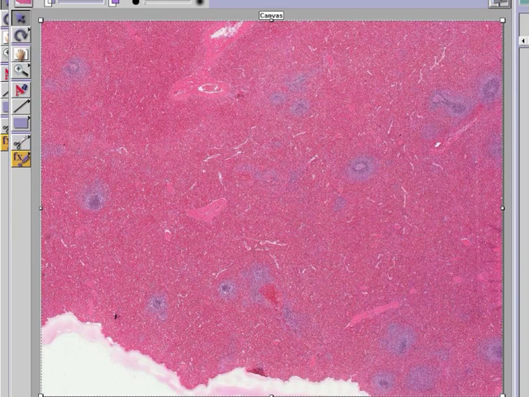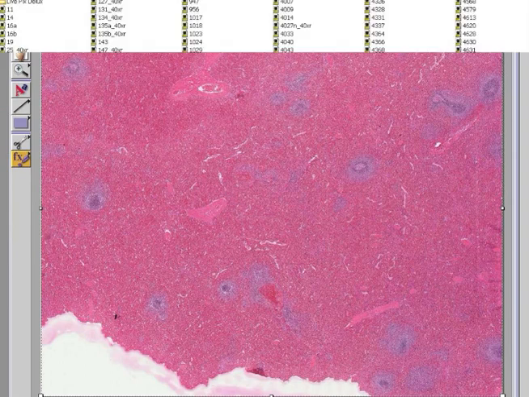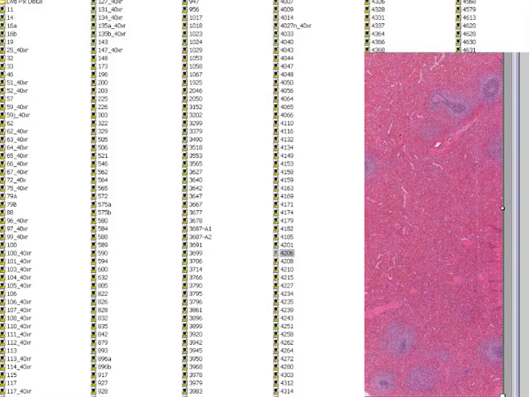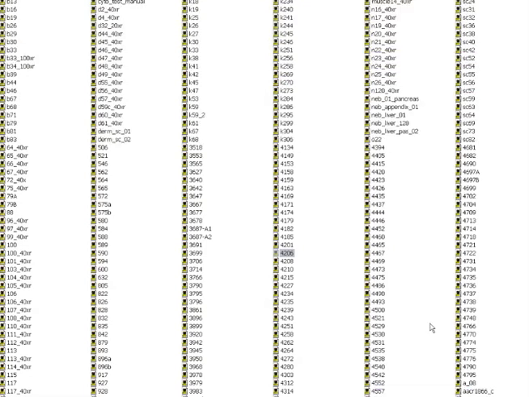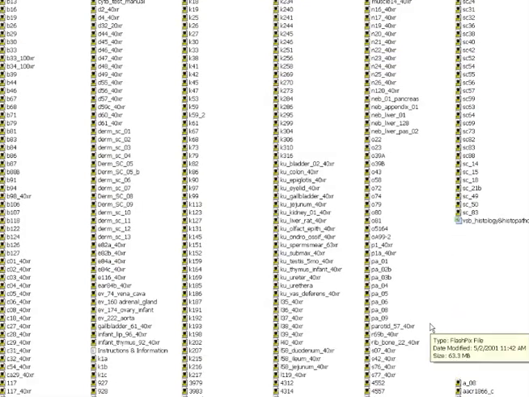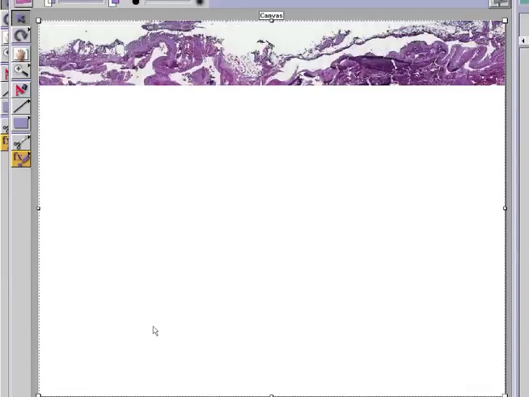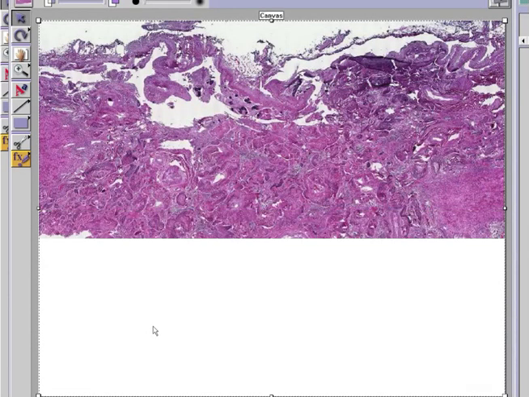Okay, last case is going to be slide number K8. And this is also going to be a quick one. And I'm going to show you K8. And what if I told you, for example, that this was also a spleen?